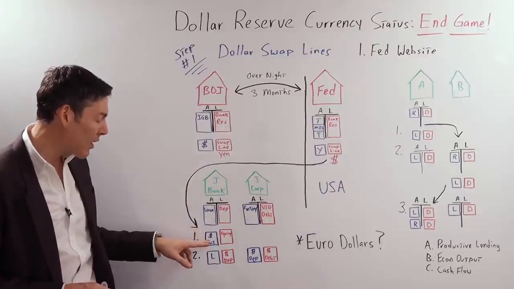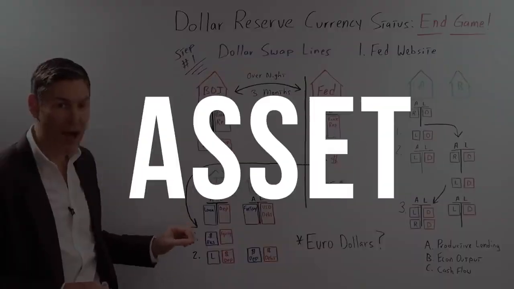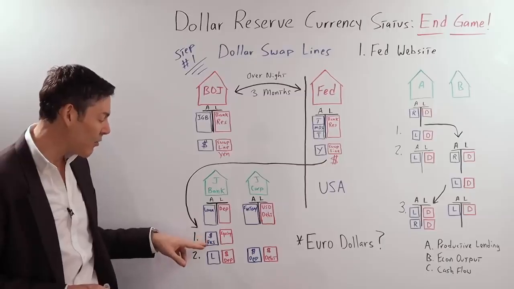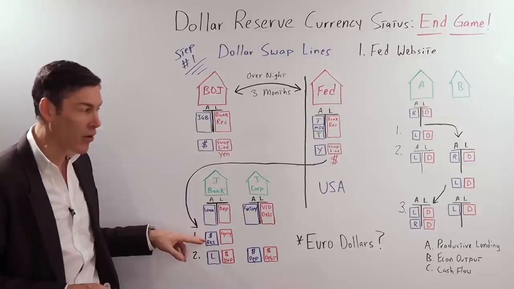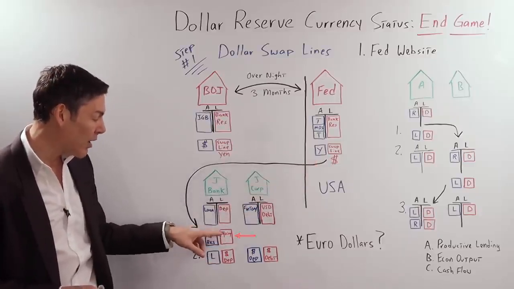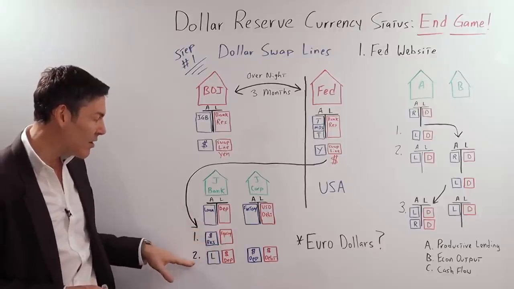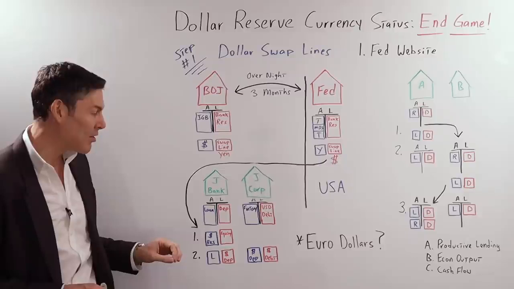So they put that onto their balance sheet. It becomes a dollar reserve asset. So on the asset side, it would be the dollar reserves, the $1 million they just took from the swap line. That creates more equity as a liability. But the key here is they extend a loan to the Japanese corporation.